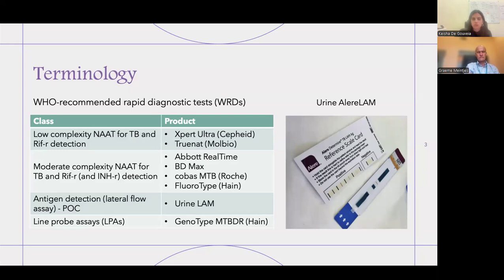Some of these will be very familiar with already. So the Xpert Ultra in many settings is available. Other settings may have access to one of the other low complexity tools like TrueNat. And then just on the list here, some of the moderate complexity tools.